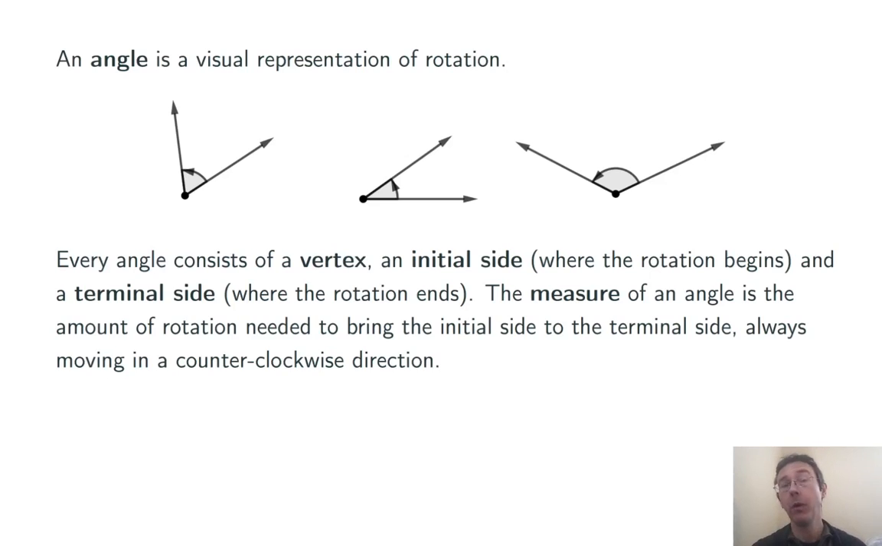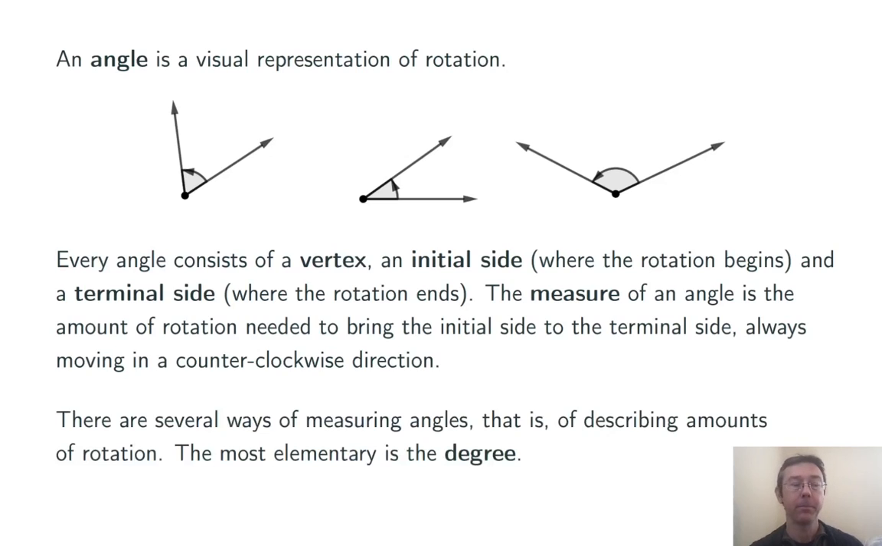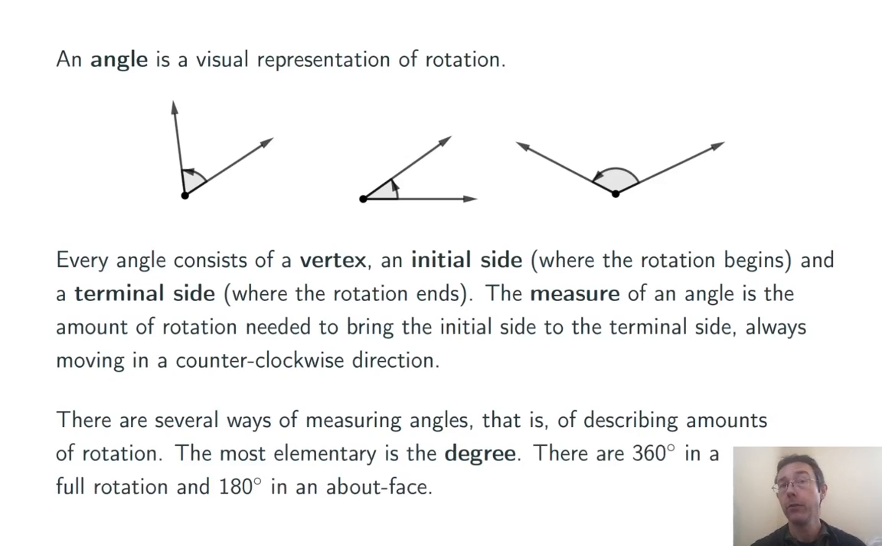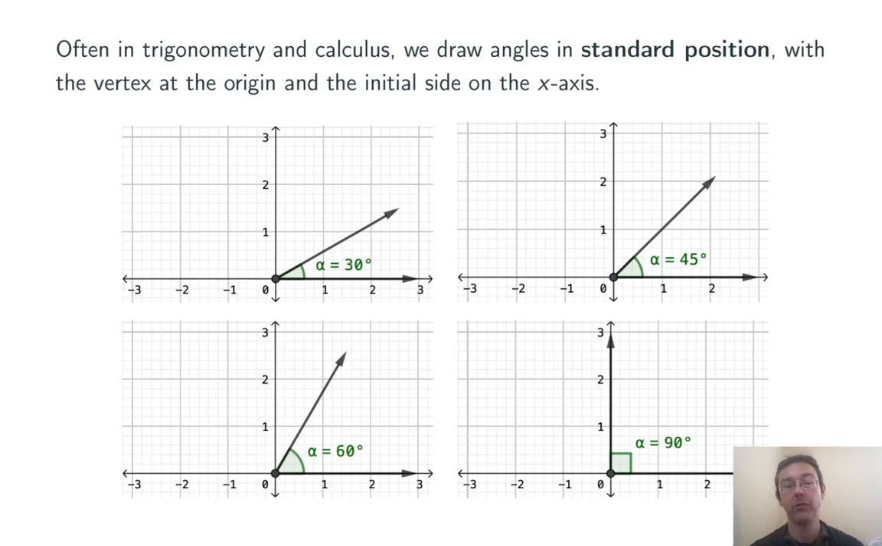Now, there are multiple ways to measure that kind of turning. The most elementary is the degree. There are 360 degrees in a full rotation, and so there are 180 degrees in an about face, a half rotation. Here's a few examples of some angles measured in degrees.